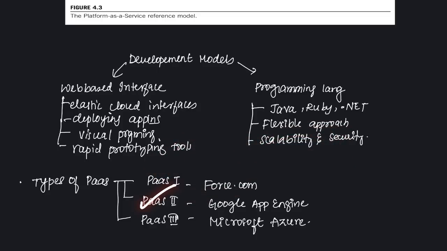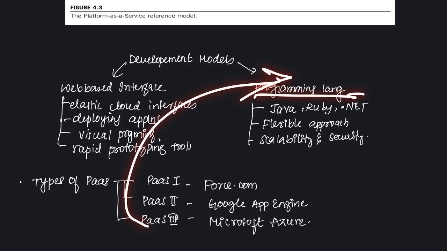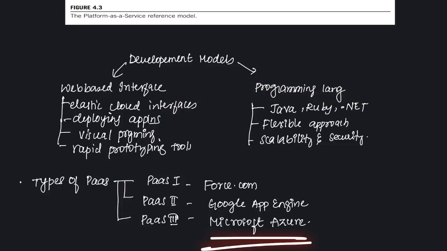Next, PaaS 2 will only focus on scaling web applications, like Google App Engine or any other. It will provide the runtime environment for specific languages. It could be Java, Python, Ruby, and all of that. Then we have PaaS 3. Here it will provide a more comprehensive cloud programming model. So it is not just limited to web, it also extends to the programming languages. Example here is Microsoft Azure.